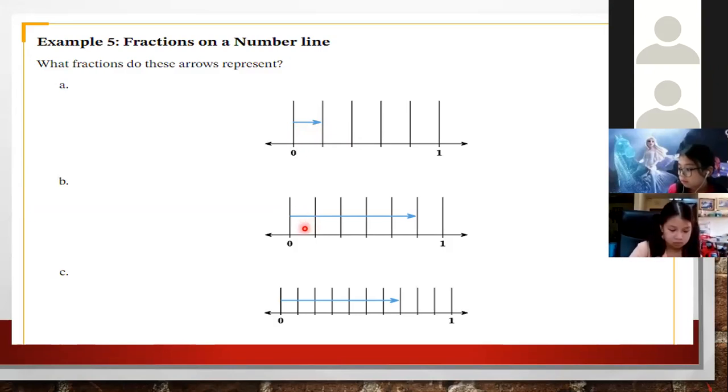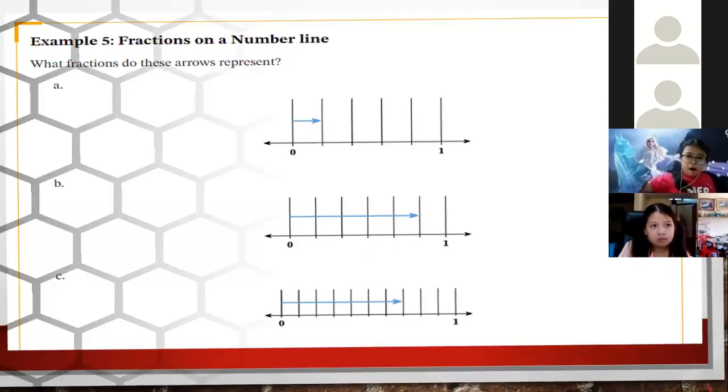How about this letter B? I will divide this into how many equal parts? 1, 2, 3, 4, 5, 6. And this one? 5/6. Okay. And this one? Divided into 10. 7 tenths. Okay, very good.